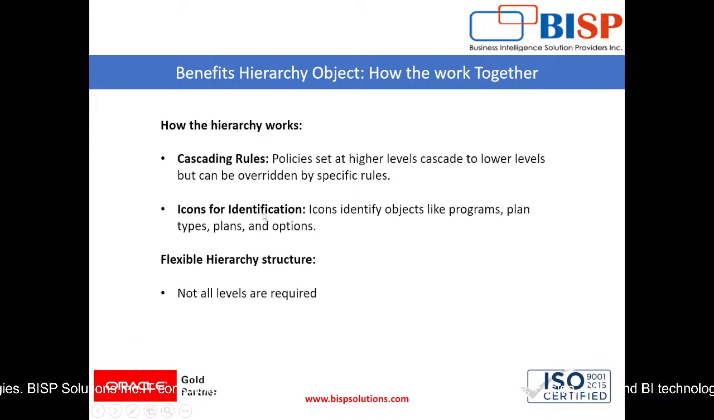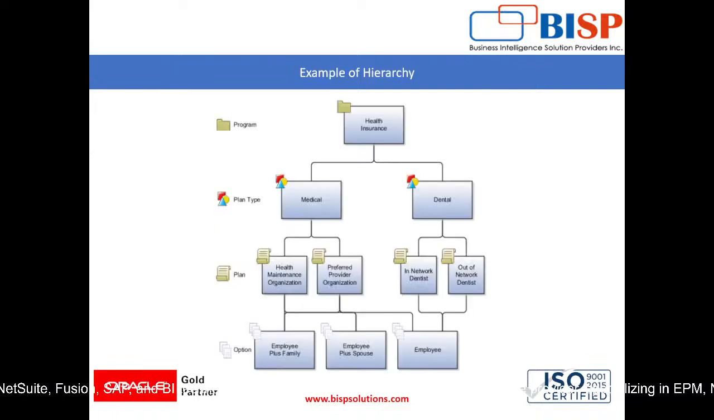Then icons for identifications. Icons identify objects like program, plan type, plans, and options. Flexible hierarchy. So not all levels are required. So in the hierarchy of benefit, you don't actually require to include all the levels. You can skip program level, or you can skip option level as well. Then this was the example for the hierarchy in which we took program, plan type, plan, and options.